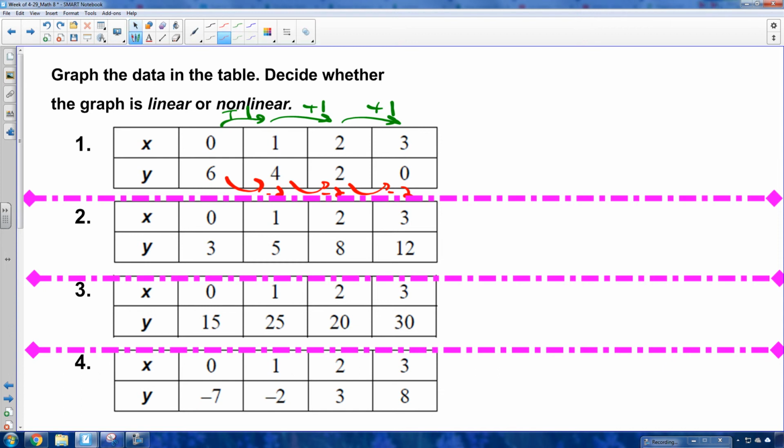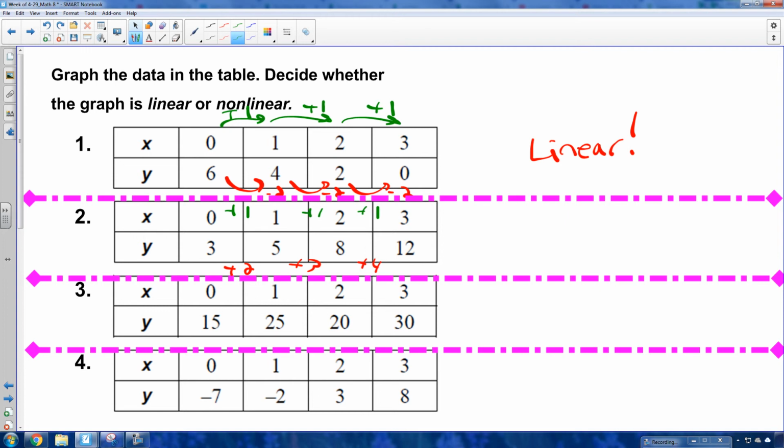Let's look at the second one. Does somebody want to jump in and tell me what they think the second one is? And those at home should just kind of think about it. We're going up by 2, up by 3, up by 4 here. So I would say we went up 2, up 3, up 4 here. We went up 1, we went up 1, we went up 1. Linear or nonlinear? Nonlinear.